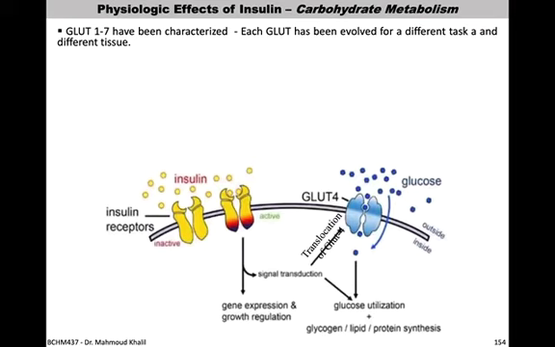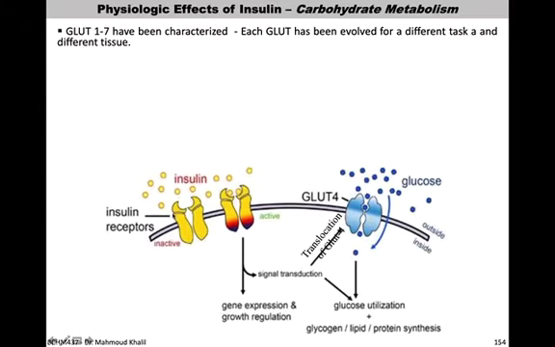So for GLUT, actually there are seven isoforms of this protein that have been well characterized, and each GLUT has evolved a different mechanism, so it is responsible for a different tissue. As you can see, the figure shows how GLUT4 is working. So insulin, it's a basic mechanism.